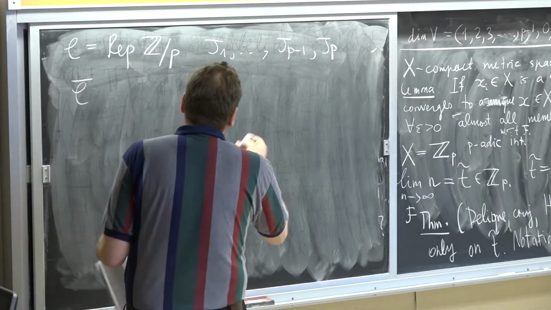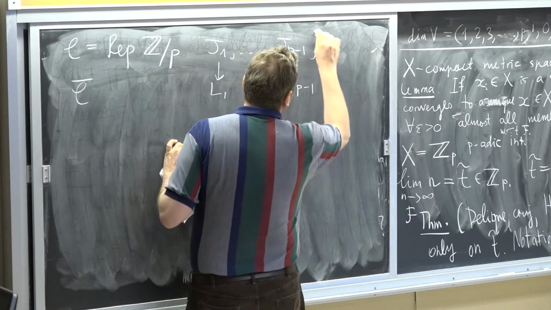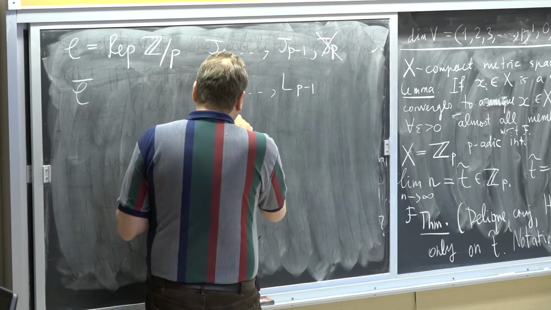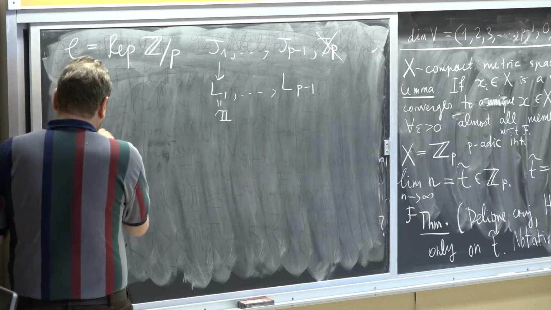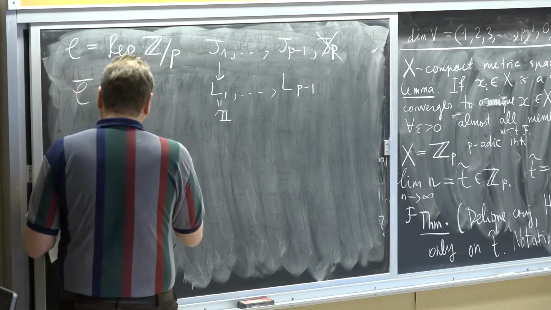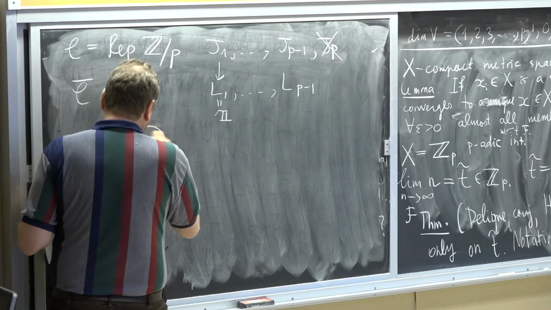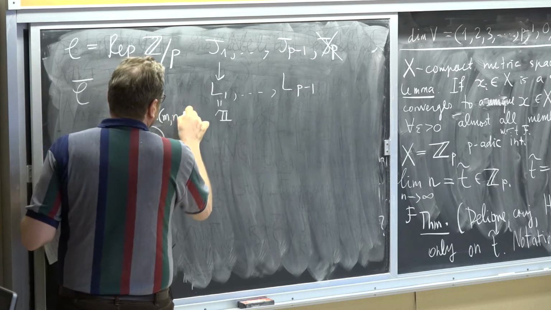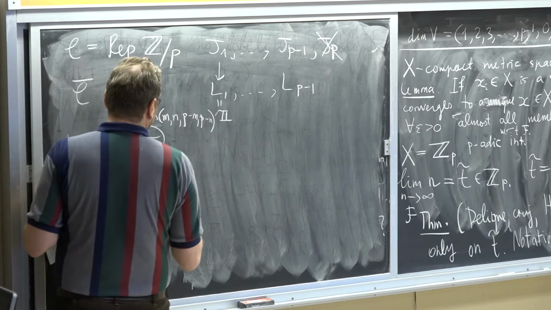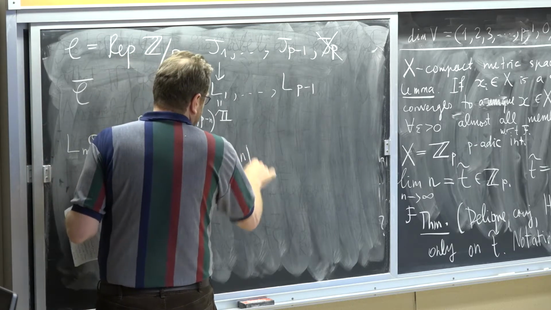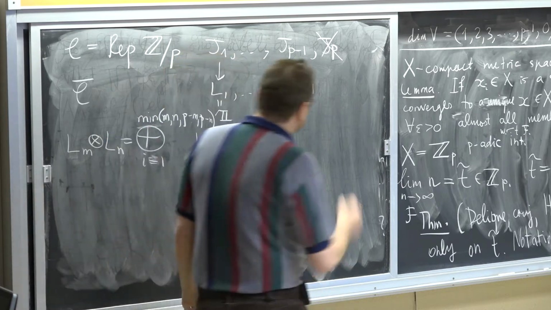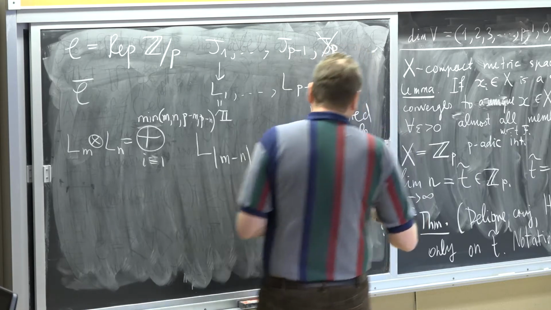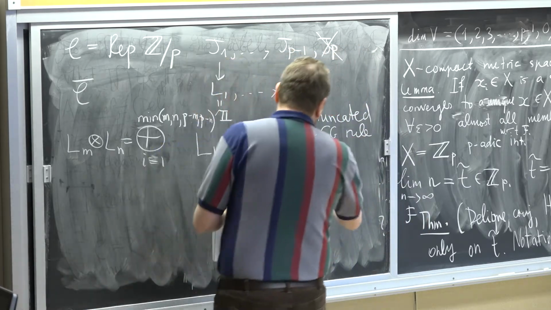And so C bar is a category with objects L1 through L(P minus 1). So JP gets killed because it has dimension P. And L1 is the unit. And then we had this multiplication law: Lm cross Ln equals the sum over i from 1 to the minimum of m, n, P minus m, P minus n, of L(m minus n plus 2i minus 1). And this is a truncated Clebsch-Gordan rule, which in mathematical physics is known as the Verlinde rule.